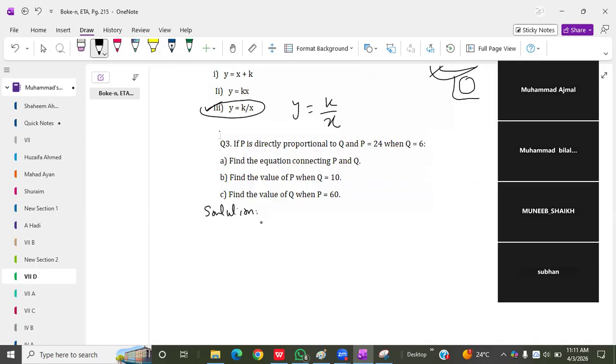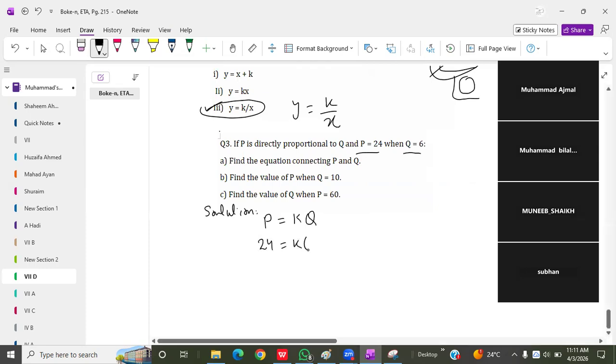First, we write the variables. Because this is directly proportional, we write P is equal to KQ, and then the given pair of values will be used to find the value of K. We write 24 is equal to K multiplied by 6. So 6 is multiplied on the right hand side, it will be divided on left hand side. So 6 1s are 6 and 6 4s are 24. So we have the value of K is equal to 4. Okay, mute yourself, Huzafuddin.